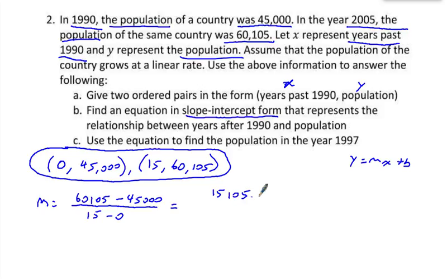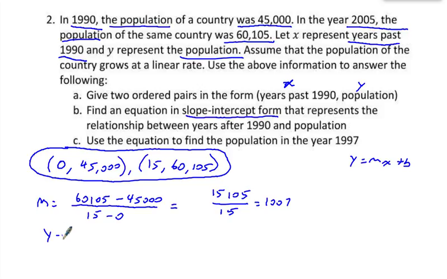$15,105 divided by 15, we get a slope of 1,007. Using point slope form to get there, we substitute what we know.